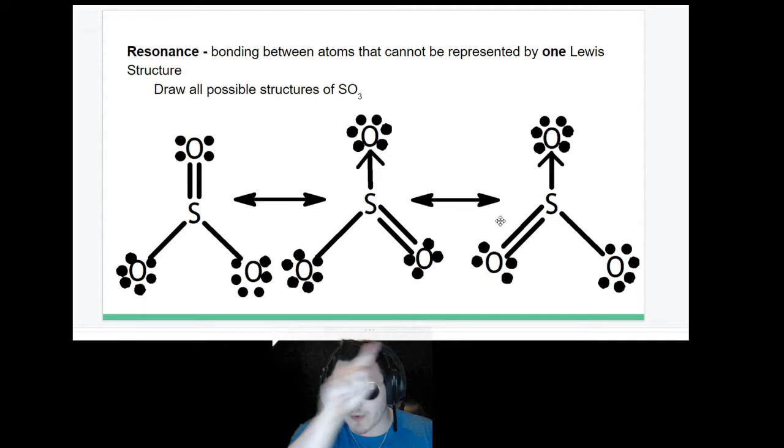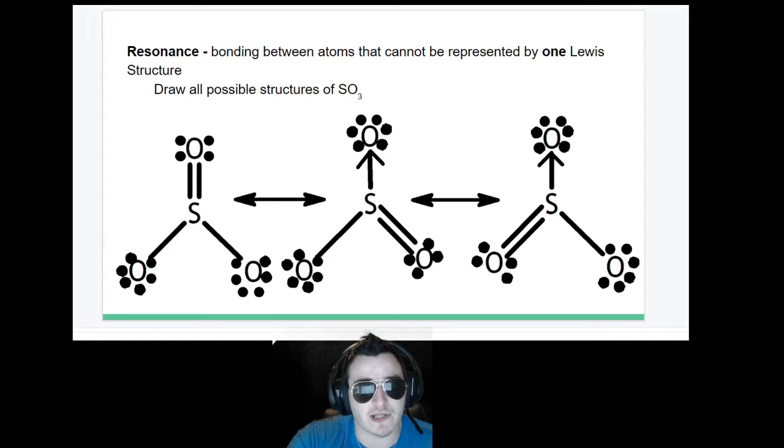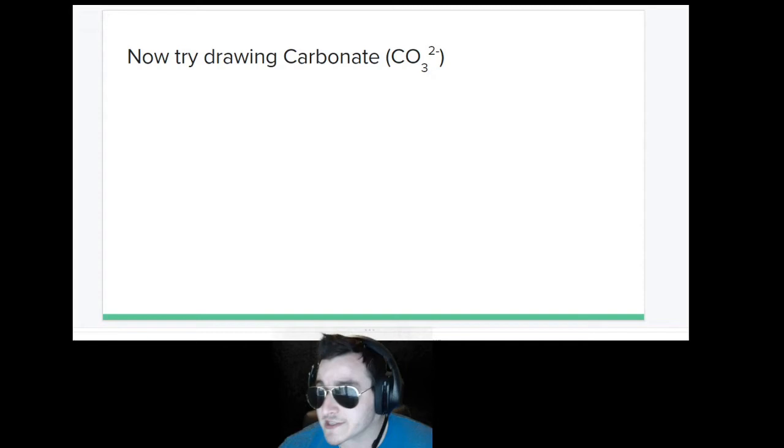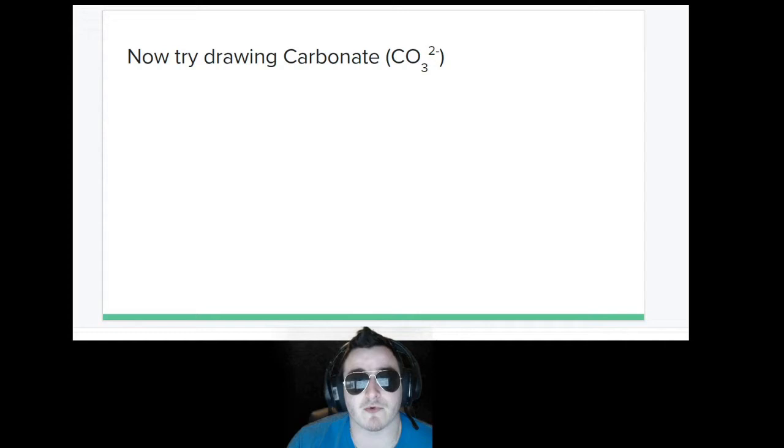The next term that we can look at with these drawings here, and actually, sorry, first thing we want to look at is another example. If you draw carbonate, CO3 2-, you're going to see that it's going to exhibit a very, very similar circumstance. It's going to exhibit that same resonance that we just saw with SO3. The only thing you have to watch out for is this 2- charge, and that is going to force you to count those extra 2 electrons whenever you're initially counting your valence electrons.